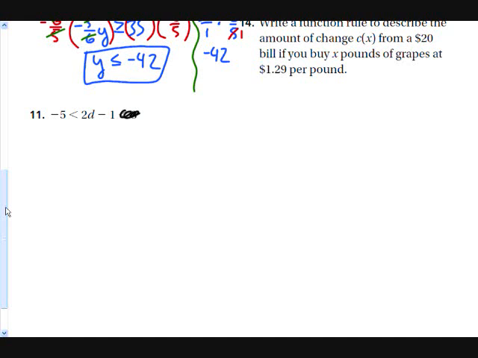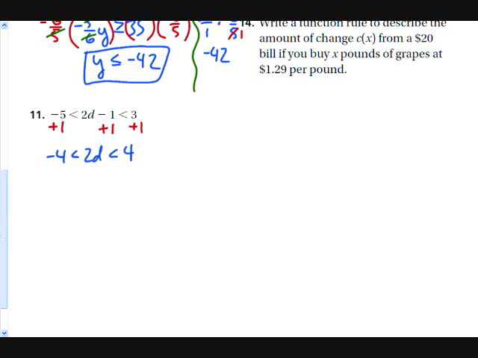So rather than split this up and do this problem twice, I'm just going to treat it like I'm solving a three-sided equation. I'm going to add 1 to each side, but that includes this side and this side. So I add 1 to all three sections, all three sides of this inequality. Over here, that's going to give me a negative 4. It's going to be less than 2d, which is less than 4.